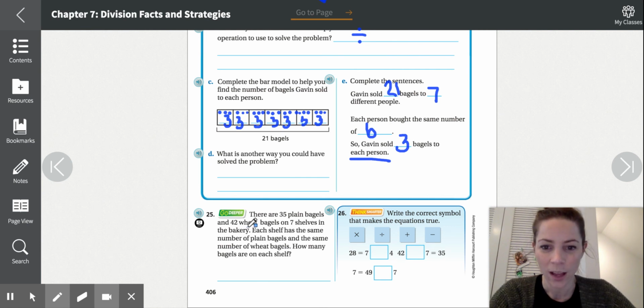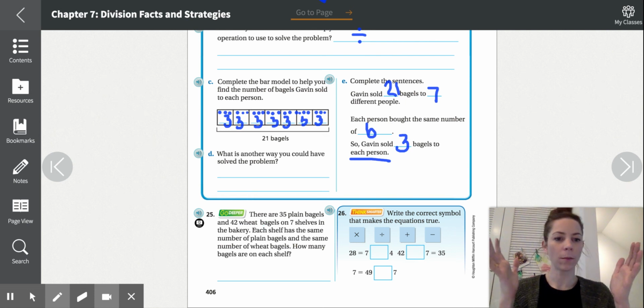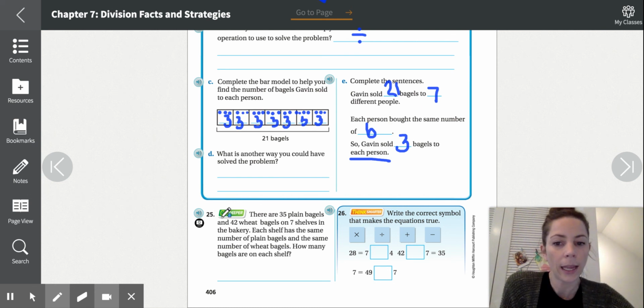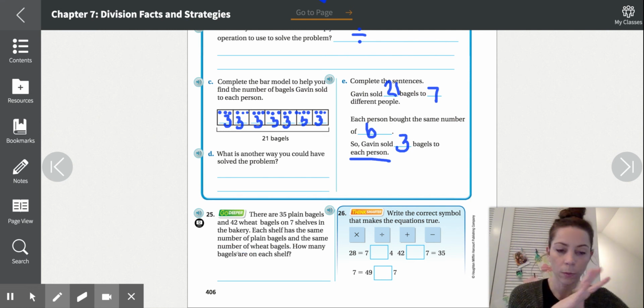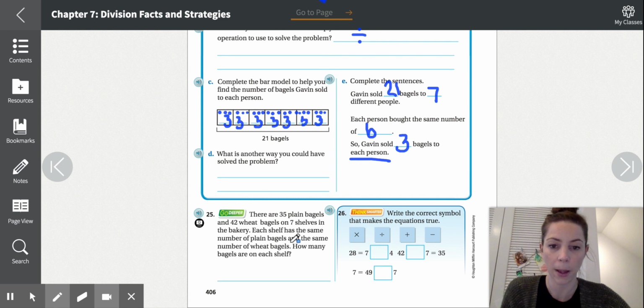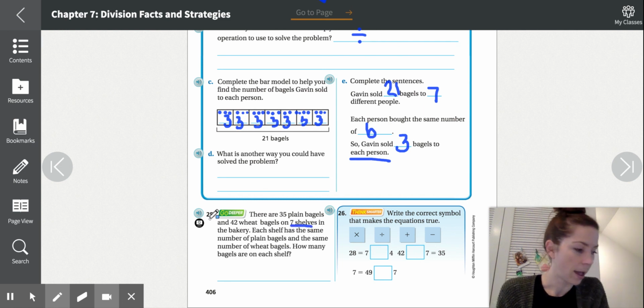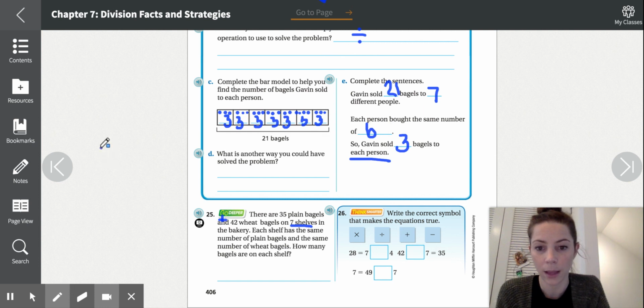Okay, so like I said, they're just going to take the plain bagels and wheat bagels, and they're also going to divide them evenly on all the shelves. So we can figure out how many bagels on each shelf, not just the plain bagels, not just the wheat bagels, but how many total bagels on each shelf. Okay, I've got 7 shelves, so I know how to draw 7 shelves, but I need to first realize, well, let's put the bagels together. I've got this word and in between the wheat and the plain, so I'm going to combine them.